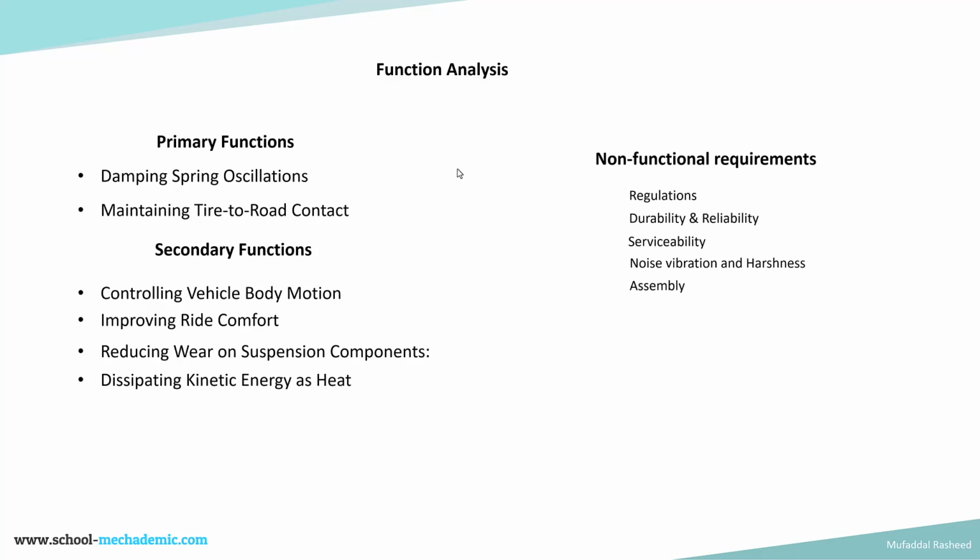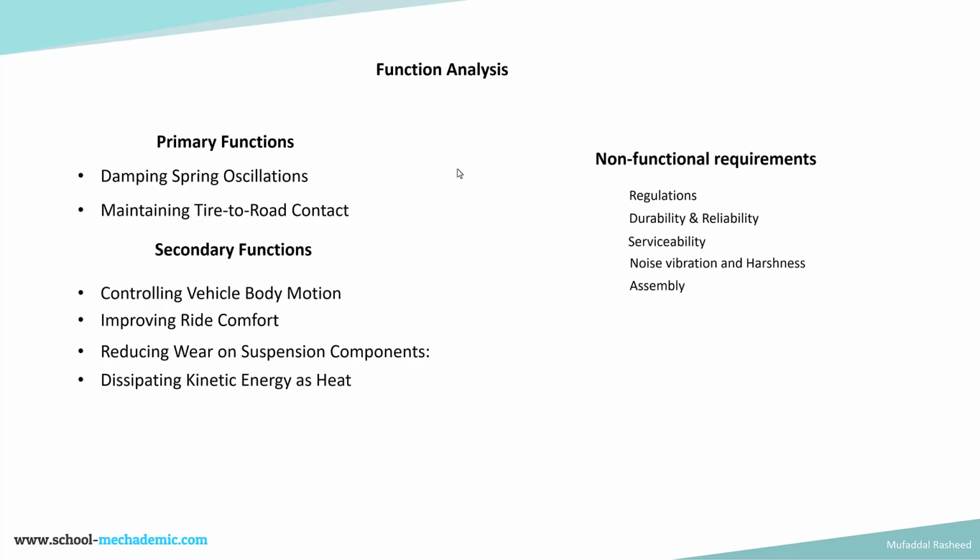The main purpose of a shock absorber is to damp the oscillations which are coming in, to reduce the amplitude of the oscillations which are coming in, and also to maintain the tire to road contact. This is also a very important function which is associated with the shock absorber. So the damping of the oscillation should not be such that the tire to road contact is lost. It should also maintain the tire to road contact when it is damping the oscillation. So these two are the most primary functions of the shock absorber. Secondary function, controlling the vehicle body motion. This is an indirect function of a shock absorber which is related also to the suspension geometry and the overall vehicle architecture.